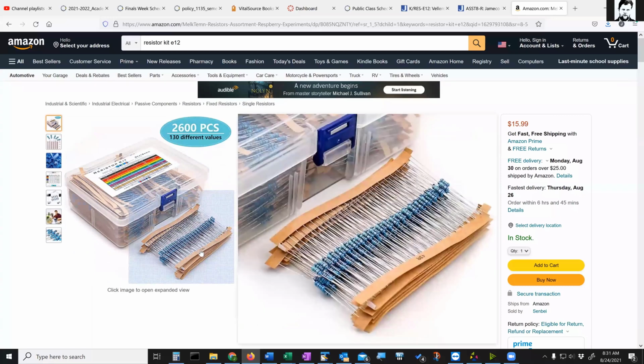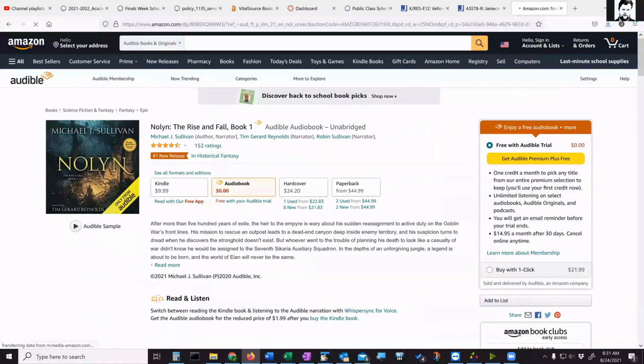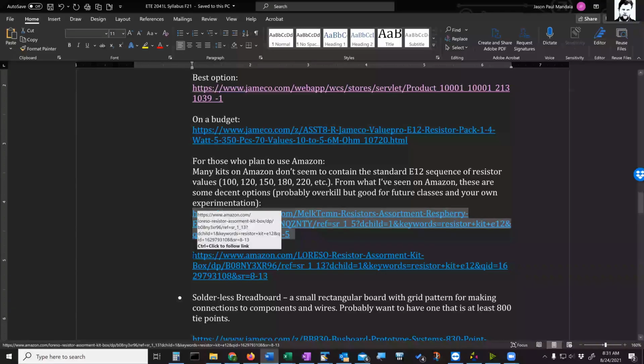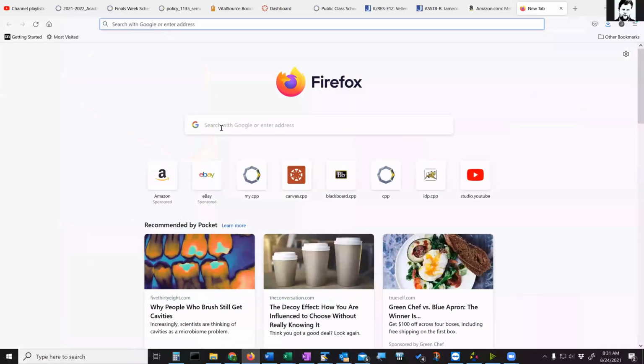This is nice because they have the values actually printed on that tape. If you see it on the bottom right there, it says 43R. So that's going to be handy as far as tracking down which resistor value is which. So that's another option. And then the last option here, I have not tested any of these, by the way.